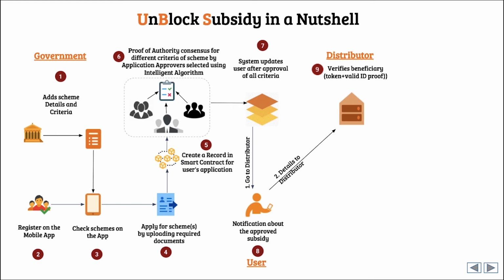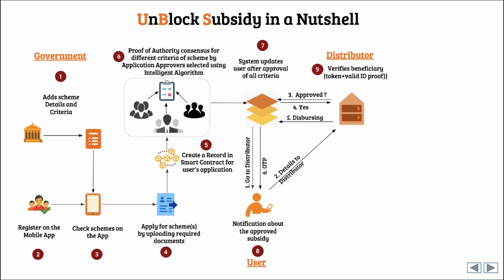The distributor verifies the beneficiary, that yes, this is the truthful beneficiary, using a token and a valid ID proof. The distributor also checks if this particular beneficiary has actually been approved for availing this benefit, and once that is approved, the distributor clicks yes on his end of the mobile app and selects that yes, it is ready for disbursing. Once that is done, an OTP is sent to the user.